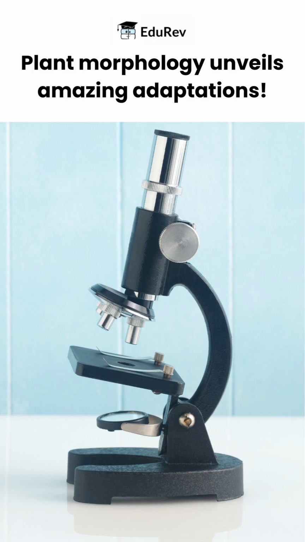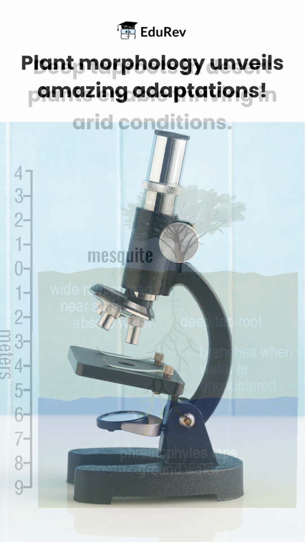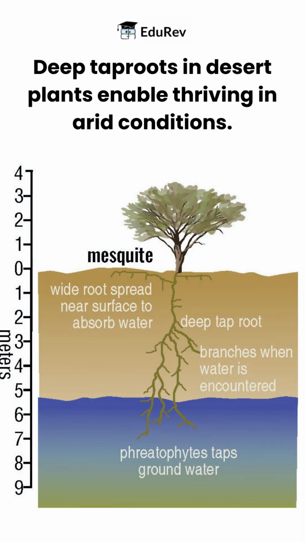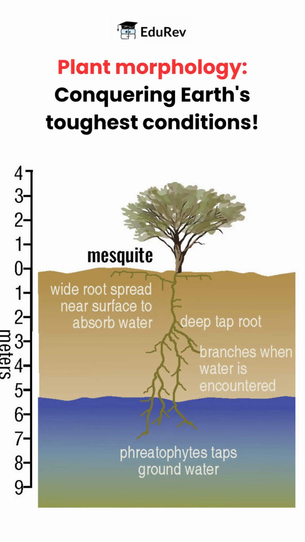Did you know that the study of plant morphology has revealed some incredible adaptations? For instance, certain desert plants have developed incredibly deep taproots that can reach water sources far beneath the surface, allowing them to thrive in arid environments. It's a remarkable example of how plant morphology can help plants conquer even the harshest conditions on our planet.